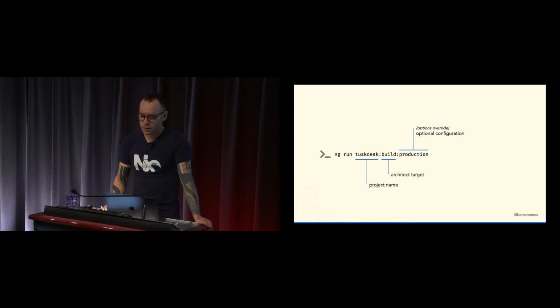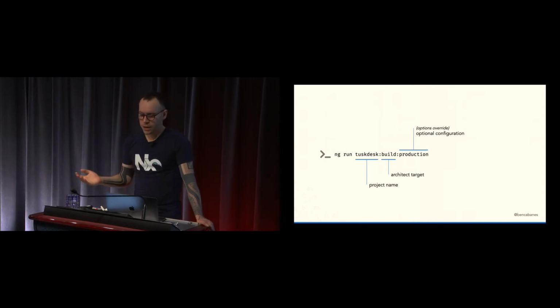That generic command is ng run Thursdays:build:production, which is your project name, the architect target, or your task that you want to execute for that specific project, and an optional configuration that will override the options that are specified inside the angular.json file. So far, we are still on the user side.